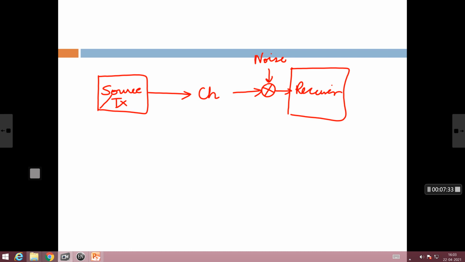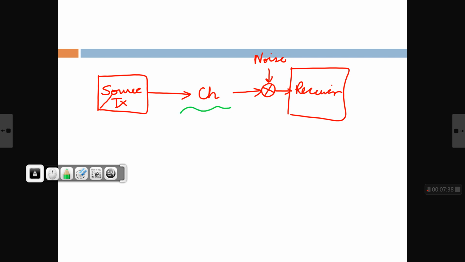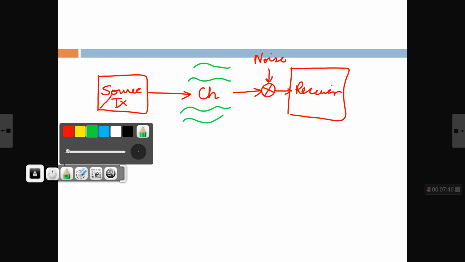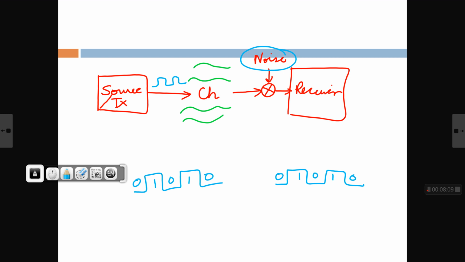Now in this particular communication system, I have shown the source and the channel, and there is a receiver. Now in this particular channel you would be transmitting the data. What I am saying is that besides transmitting some data, there will be some noise also present in the channel. I am not saying that there is no noise. Whenever there is no noise, then supposing I am transmitting 0, 1, 0, 1, 0, then at the receiver, because there is no noise, I would be getting 0, 1, 0, 1, 0.